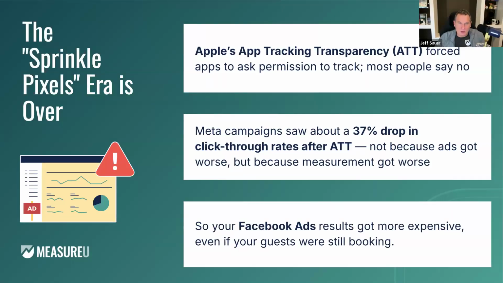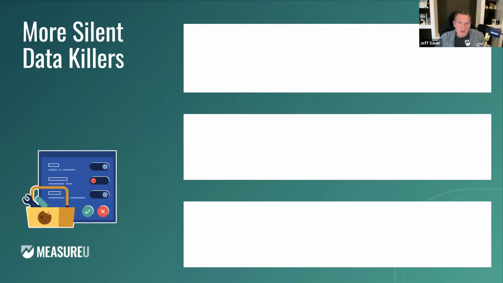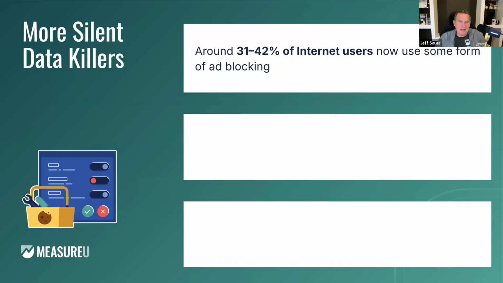And so ads get more expensive, and even if people are still buying from you, just not as many. Then we have this whole thing. This is a stat from Backlinko that somewhere between 31 and 42% of internet users have some form of ad blocking. That's a pretty high stat, right? A tremendous number that they're showing here.